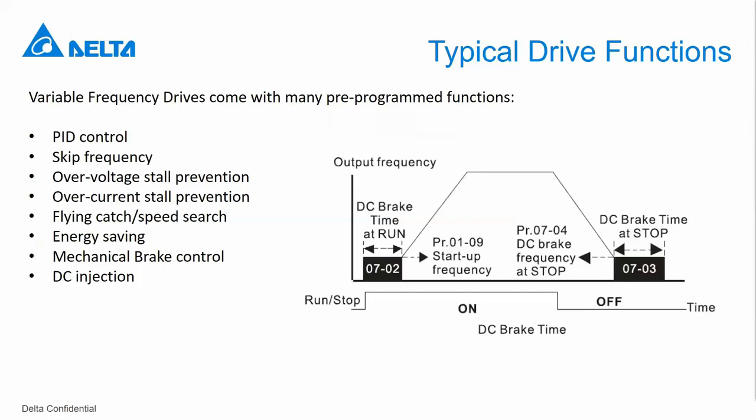Another function which is typically used in hoisting applications which are open loop is the DC injection braking. So with this, you can inject a DC current into the motor in order to make sure that there is no movement before you start and stop. So this function is also typically combined with the mechanical brake control that I mentioned earlier.